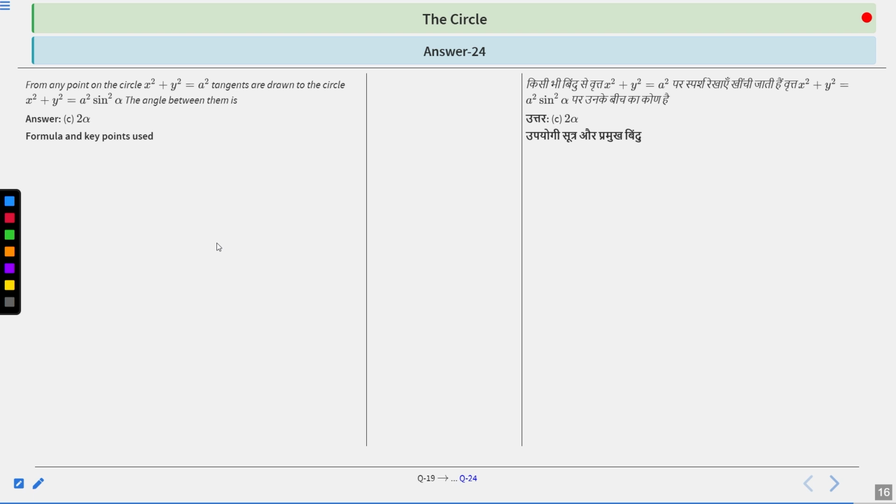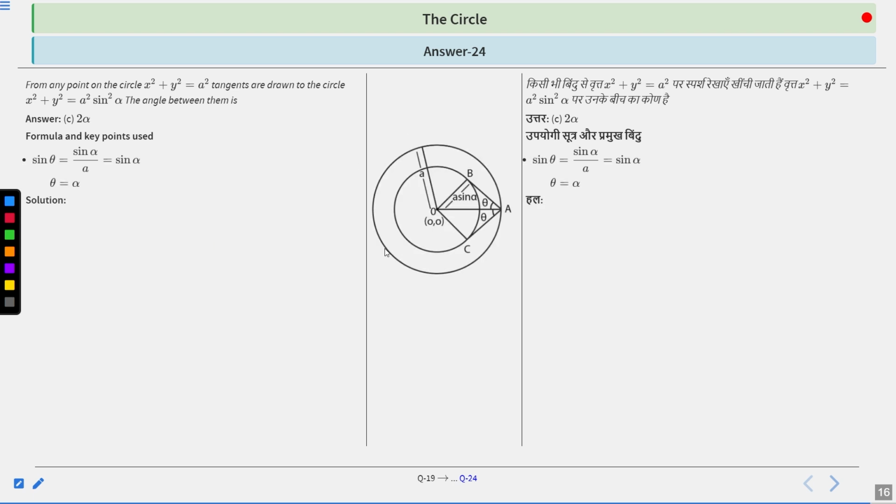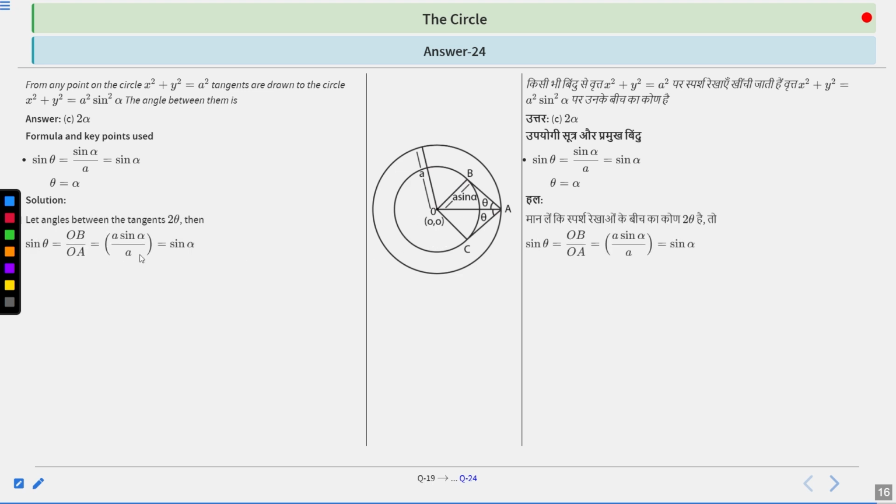So the formula and key points we will use in this question, you can see this figure. Sin theta is equal to sin alpha upon a is equal to sin alpha, right? Clear? Then theta is equal to alpha. If sin theta is equal to sin alpha, then theta is equal to alpha. So in this figure, we have two circles which are concentric to each other, both having center 0 0, one having radius a sin alpha and the other having radius a. We basically have to find the value of theta, right? So let the angle between the two tangents be 2 theta.